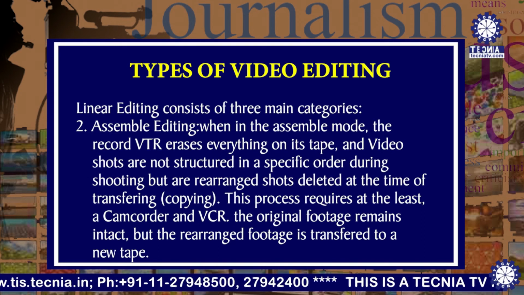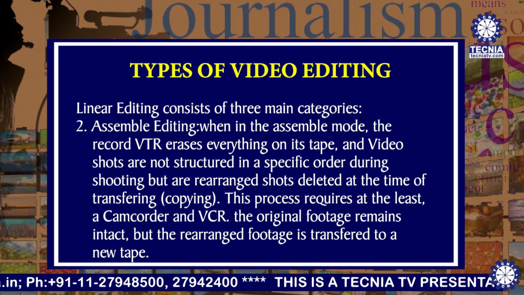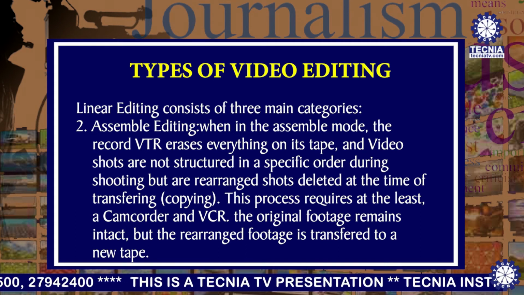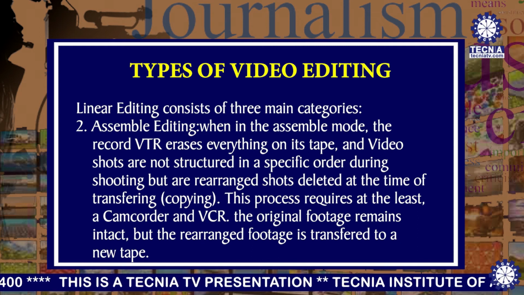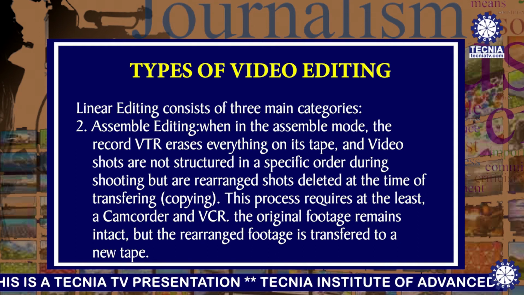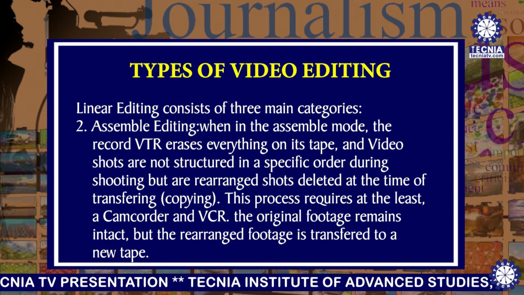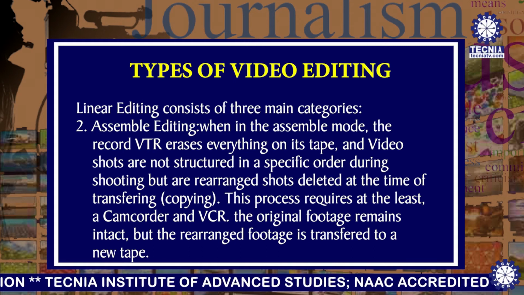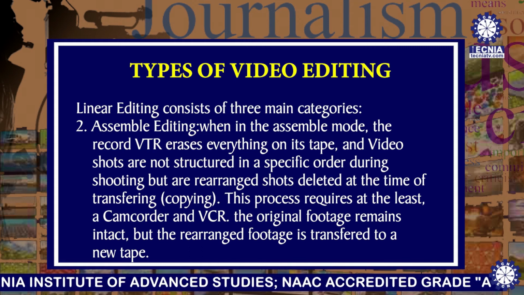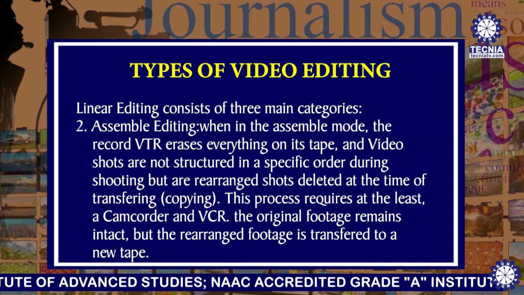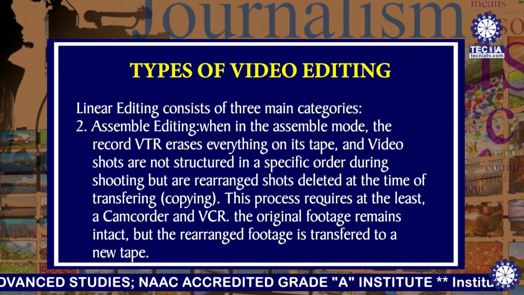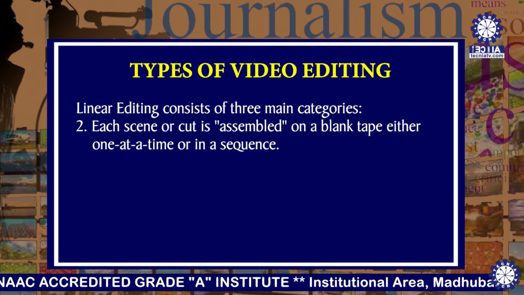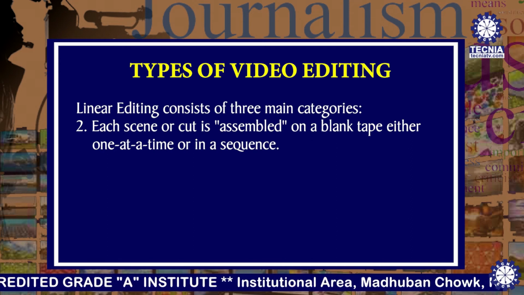Second is assemble editing. When in the assemble mode, the record VTR erases everything on its tape, and video shots are not structured in a specific order during shooting but are rearranged and shots deleted at the time of transferring. This process requires at the least a camcorder and VCR. The original footage remains intact but the rearranged footage is transferred to a new tape. Each scene or cut is assembled on a blank tape, either one at a time or in a sequence.